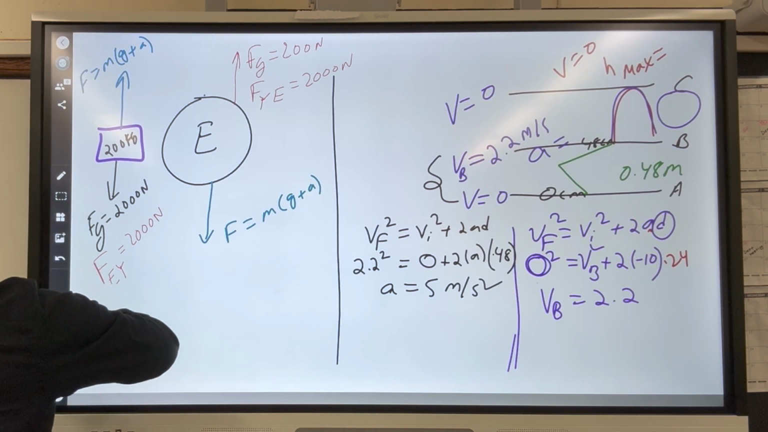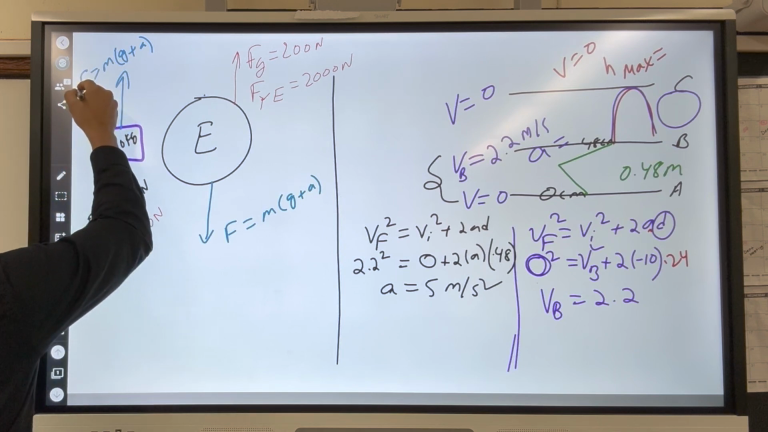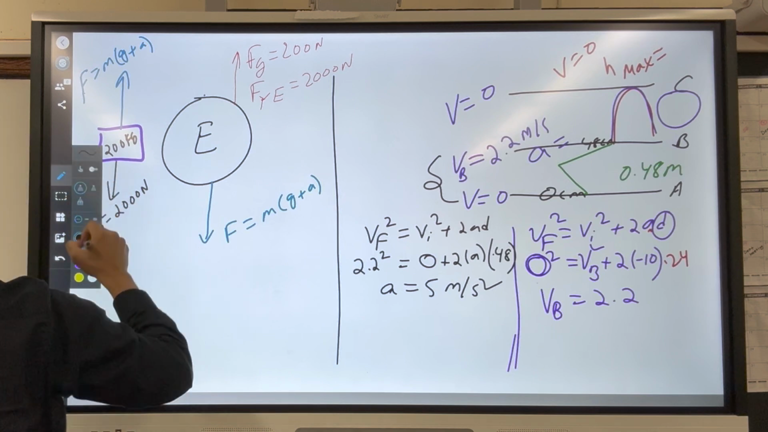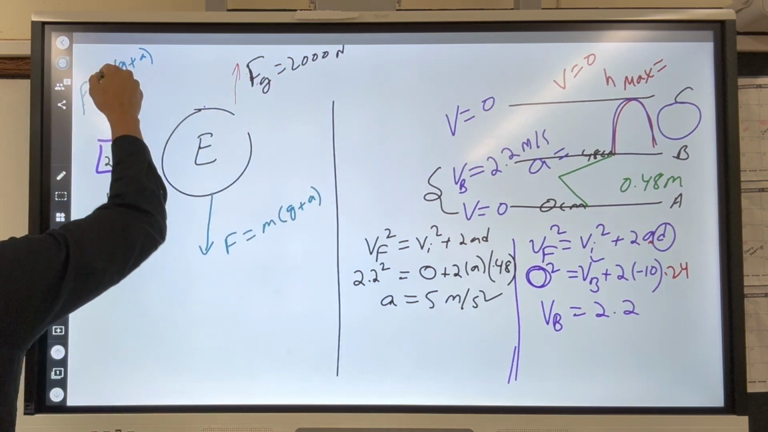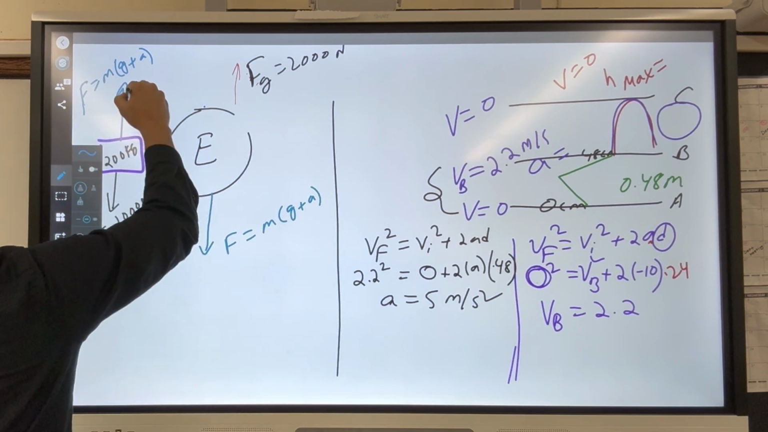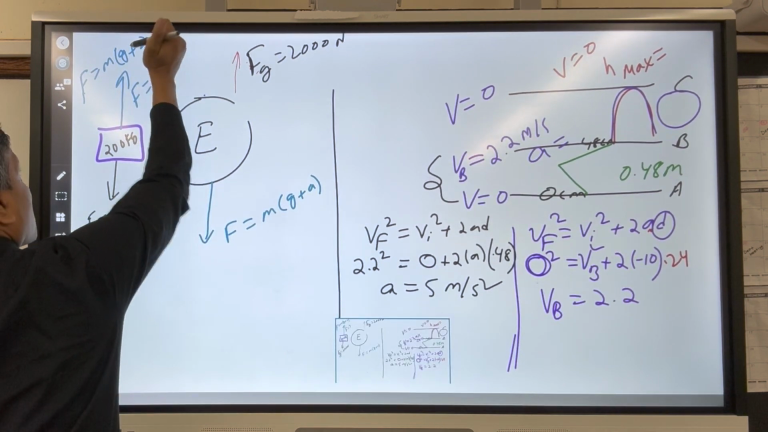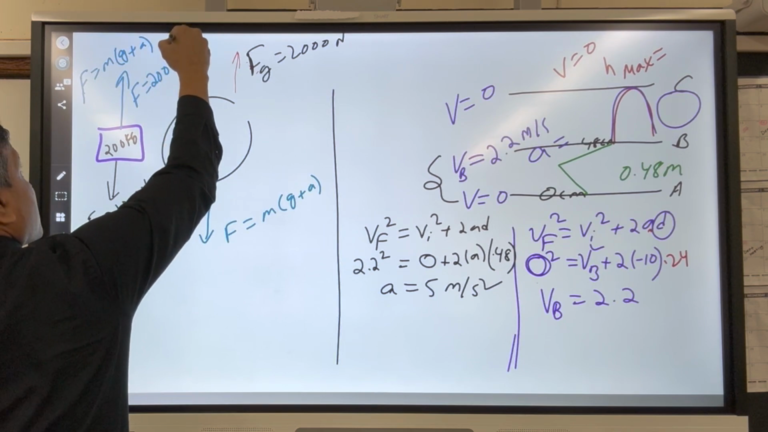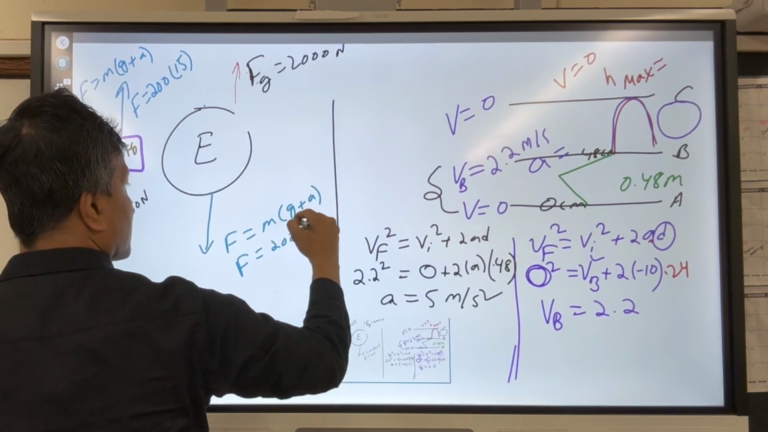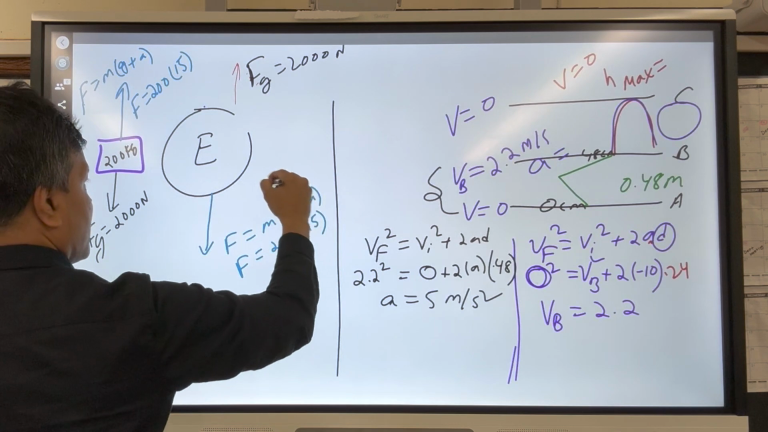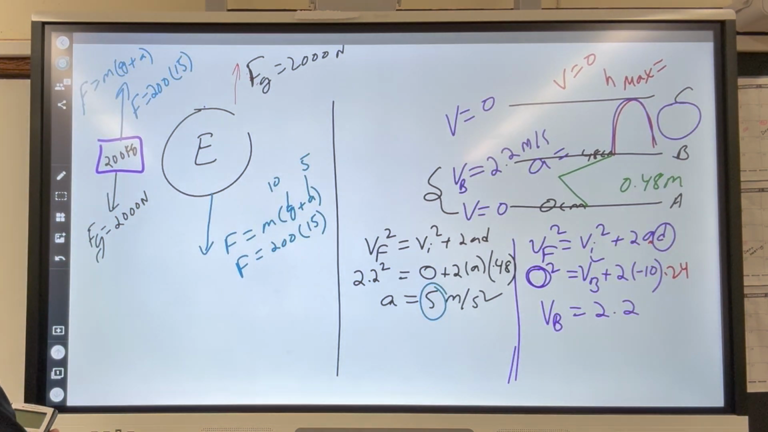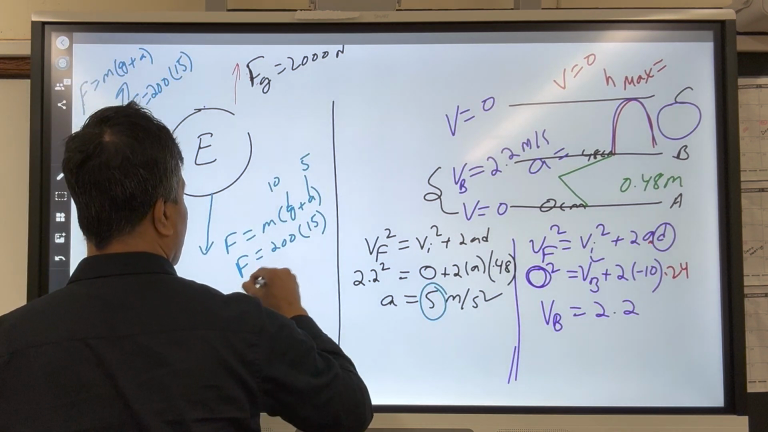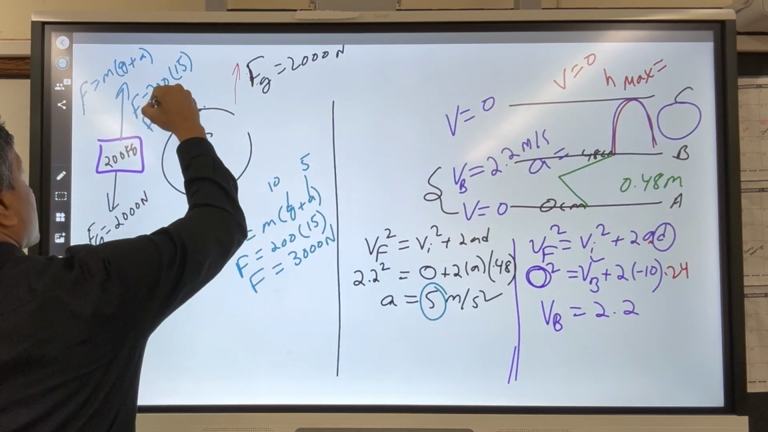Okay, so I have two vectors. I'm not going to write too much over here. So I'm going to write F. I'm just going to keep this one dark. So this is 2000. Fg is 2000 Newton. And I'm going to calculate the blue one: F equals 200 times 15. Where does 15 come from? This is 10, and this is 5. The 5 comes from here, and 10 is acceleration due to gravity. So 200 times 15 would be 3000. So F is 3000.